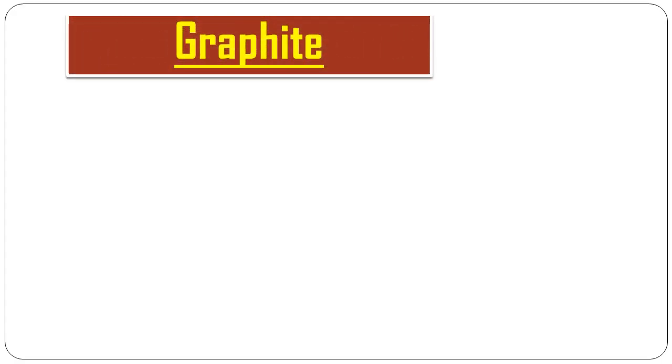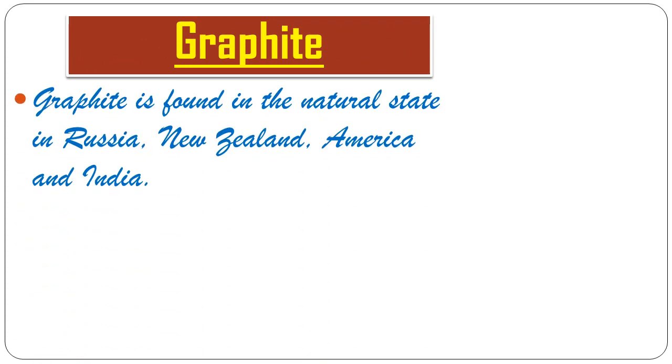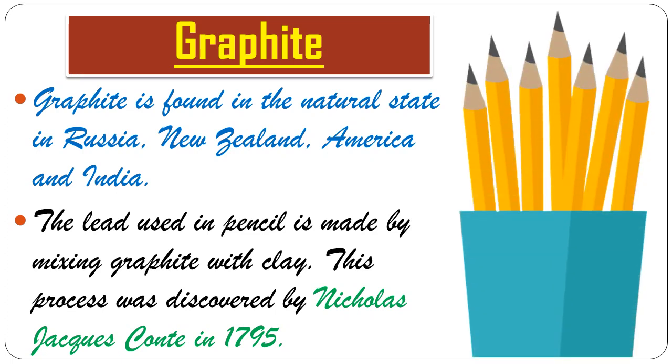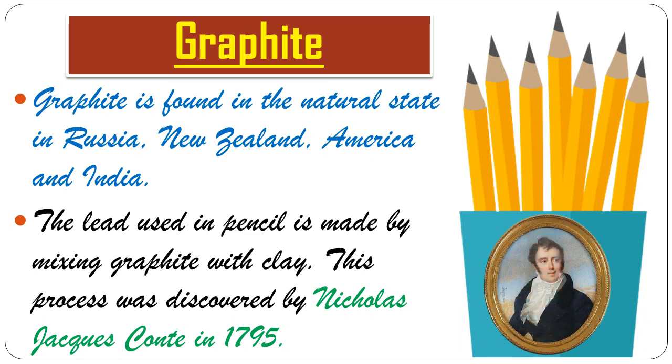First we will see where graphite is found. Graphite is found in its natural state in Russia, New Zealand, America and India. The lead used in pencils is made by mixing graphite with clay. This process of forming pencil lead was discovered by the scientist Nicolas Jacques in 1795.